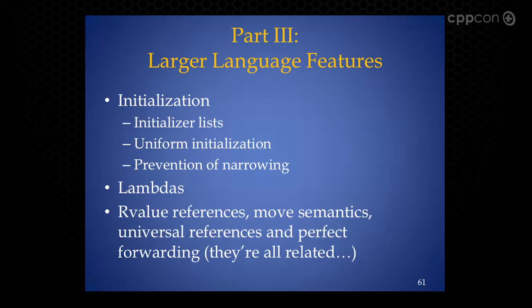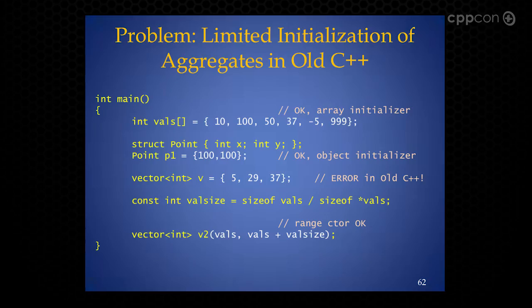Larger language features. Initializer lists, uniform initialization, prevention of narrowing. All this has to do with initialization, lambdas, and move semantics. I love talking about move semantics. I'm going to work really hard to make sure I have enough time to do that. So let's move on. All right.